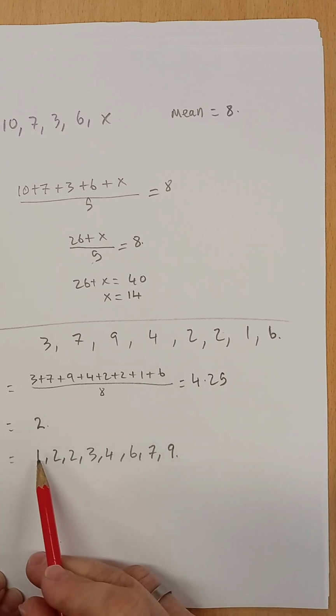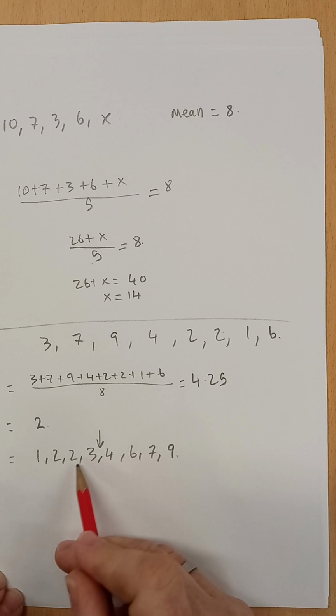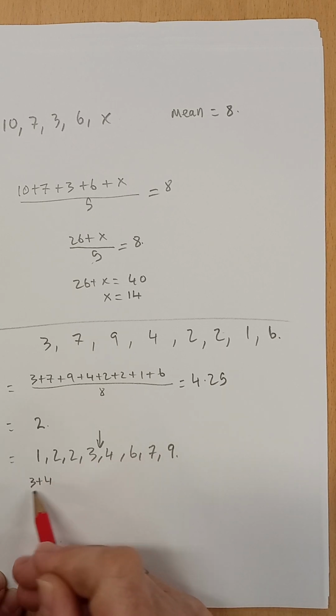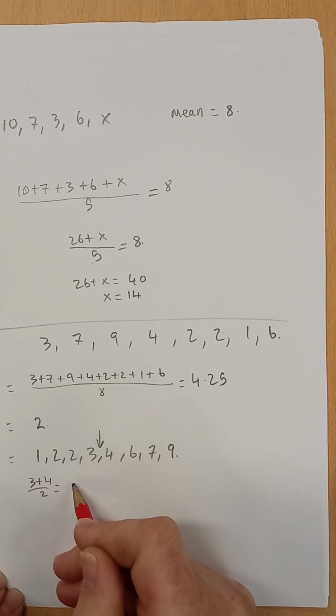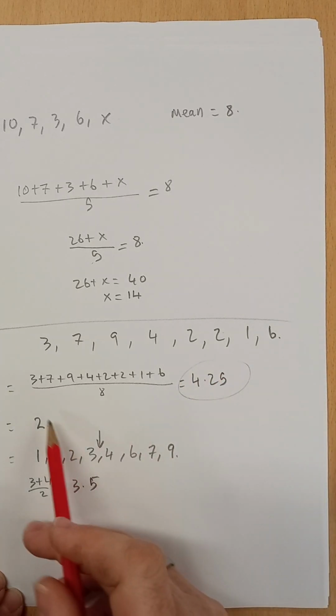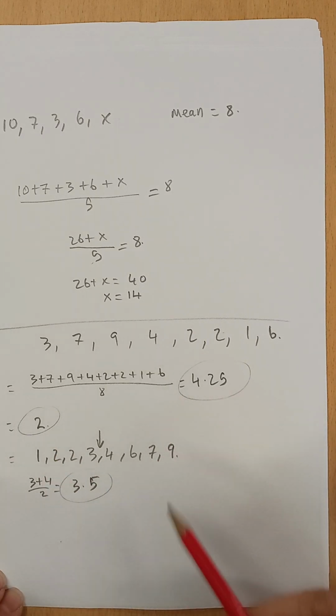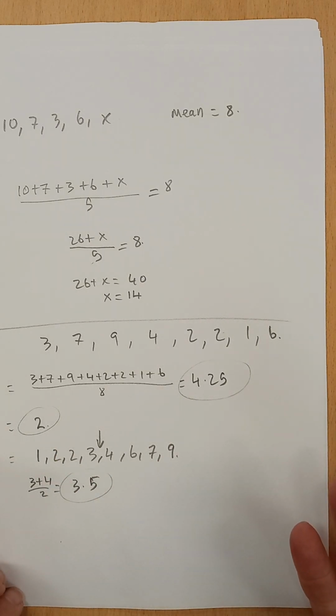There's 8 of them. So 1, 2, 3, 4. The middle number is somewhere in here, halfway between 3 and 4. We'll add 3 and 4 and divide it by 2. And halfway between 3 and 4 is 3.5. So there's our mean, mode, and median. They're not too far away from each other.